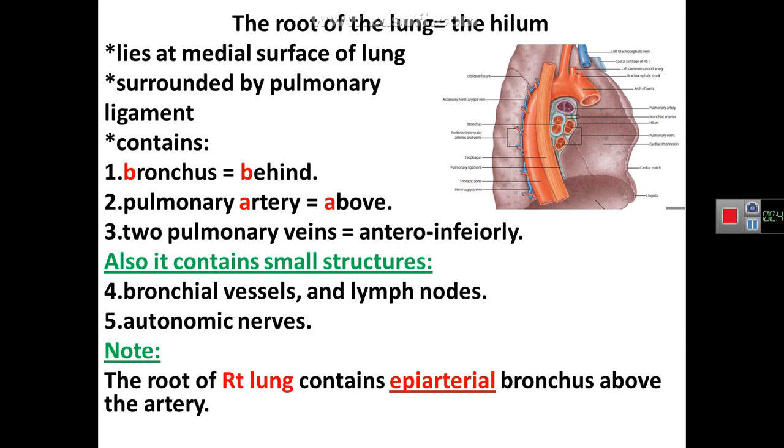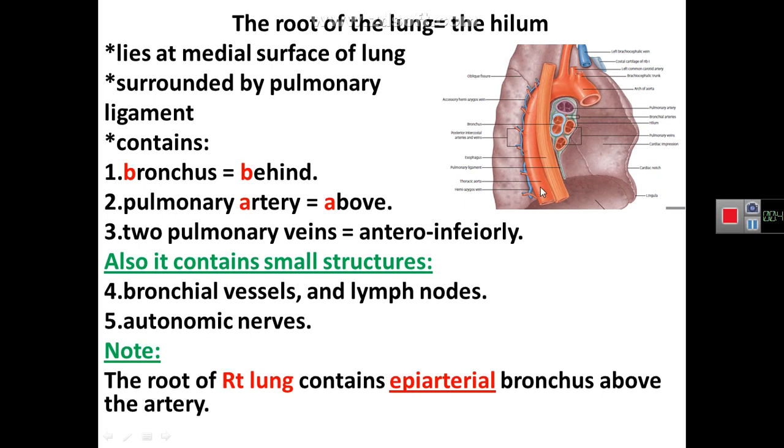Before, we had discussed the pulmonary ligament, which is a line of reflection of the visceral pleura to be in continuity with the mediastinal pleura. And we said that this pulmonary ligament surrounds the root of the lung. So the root of the lung is seen on the medial aspect of the lung, at the medial surface of the lung, specifically in the anterior part of the medial surface.